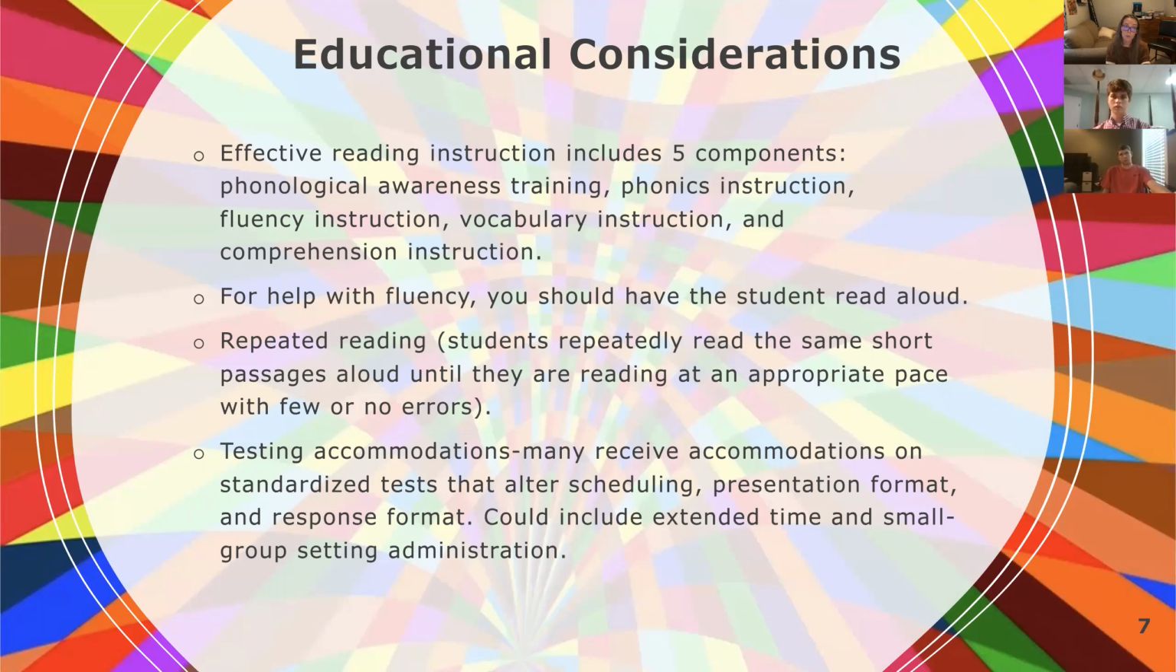these. For help with fluency, you should have the student read aloud. The repeated reading is another thing that could work. This is where students repeatedly read the same short passages aloud until they are reading at an appropriate pace with few or no errors. In addition, a lot of students with specific learning disability have testing accommodations.